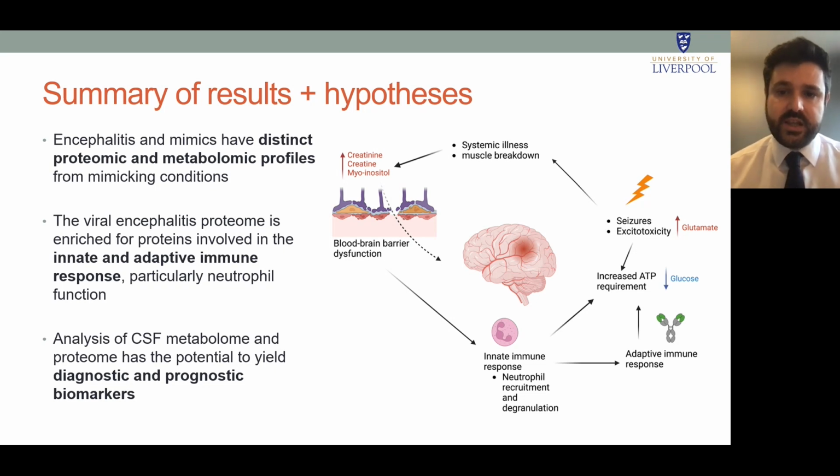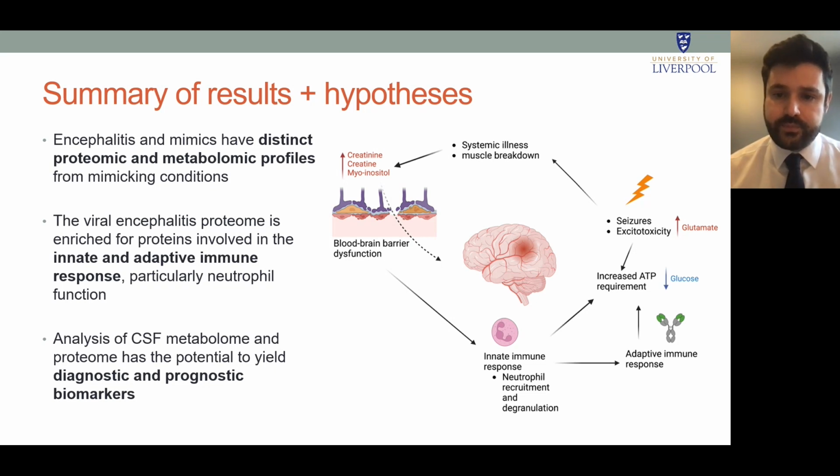So this work is largely hypothesis generating, and I've tried to draw some of these strands together in this figure. So we know in encephalitis from the proteomic profile and from other work that the innate and adaptive immune responses are upregulated, which contributes to increased energy requirement, which we see in the falling glucose in CSF from the metabolomic analysis.